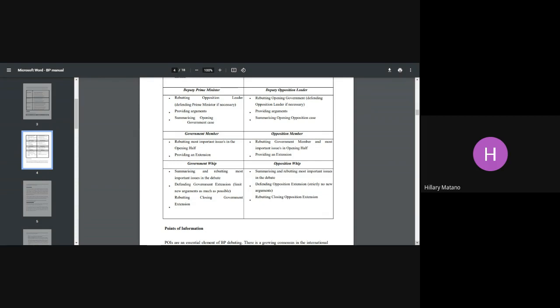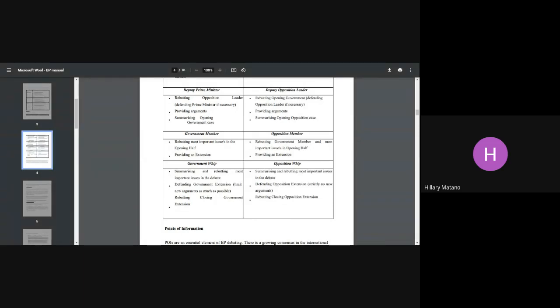Another role that the member of government does is to rebut the first half of the opposition, the arguments that they presented. The member of government is always majorly a rebuttal speaker. Then the member of opposition performs the same role the member of government does, but on the opposition side: the extension and rebutting the first half of the government bench and the member of government.